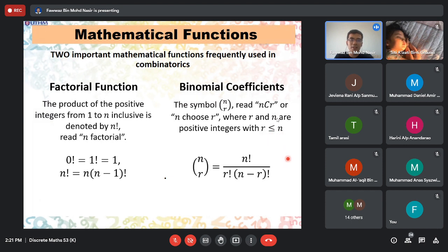Nanti kita akan tengok in detail macam mana nak pakai this function. So basically dia punya formula for binomial coefficient is equivalent to N factorial divided by R factorial times N minus R factorial. Okay, so we'll look at how to use these functions in subtopics yang akan datang.